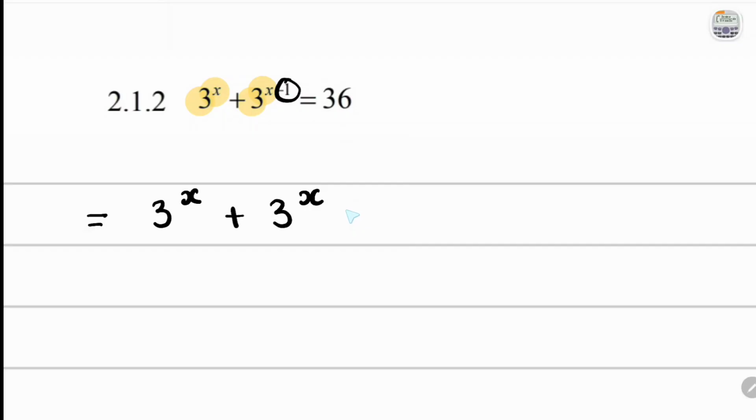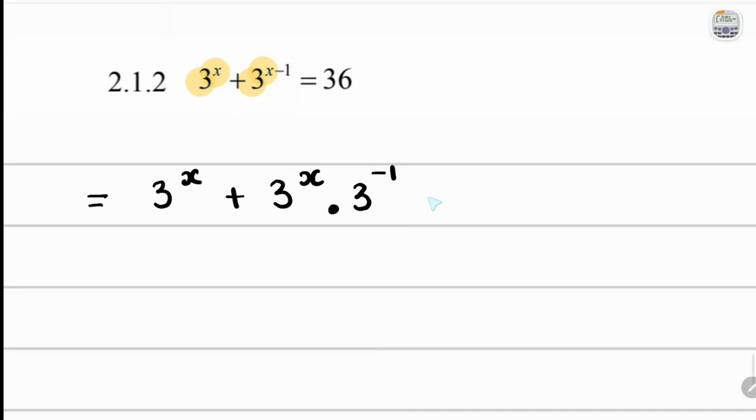So how do we get that there? Well, think about how this came about. For you to have gotten 3 to the power of x minus 1, you must have had bases that were the same and they were multiplying. So you had 3 to the power of negative 1. Because if the bases are the same and you're multiplying, you need to add the exponents. So x plus negative 1 is x minus 1. Okay, so that's what we have is equal to 36.